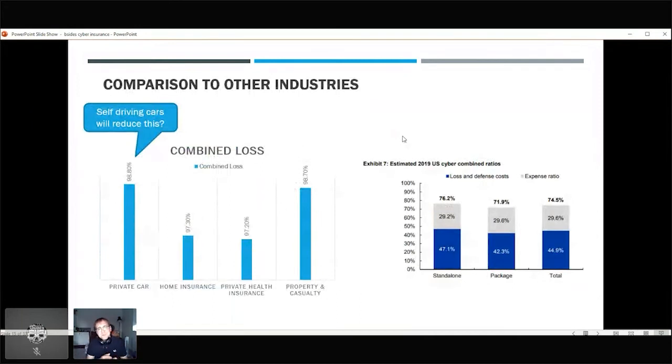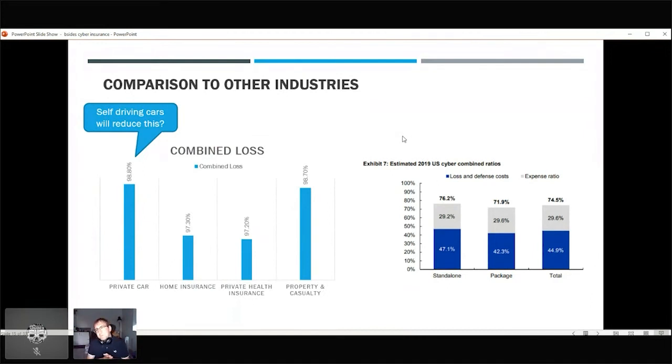I give you those numbers, but you have to consider the combined loss ratio. If you want to choose an insurance sector, you definitely don't want to be in private car insurance. You can see for 2019 the combined loss was 98.80%, which is quite high. Home insurance is 97%. Private life insurance is 97% as well, very similar to home insurance. Property and casualty combined is 98%.